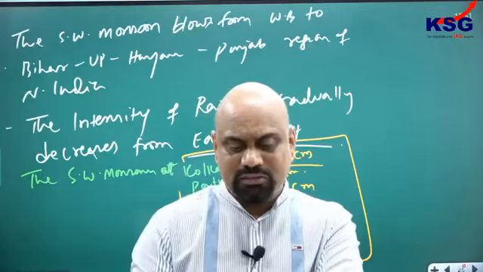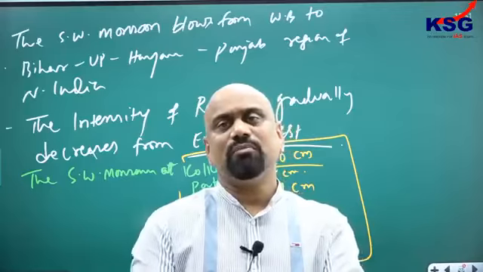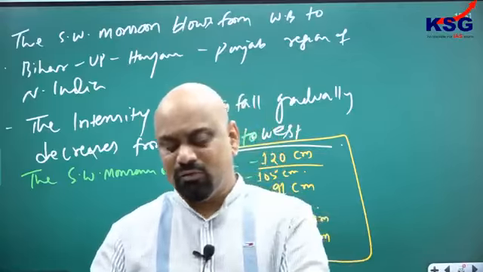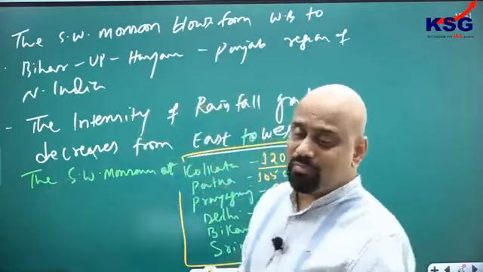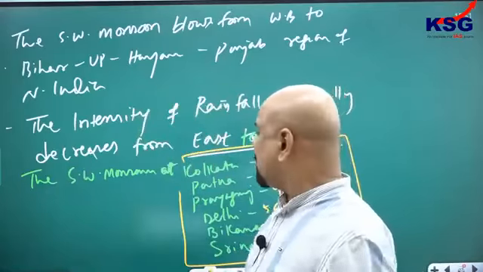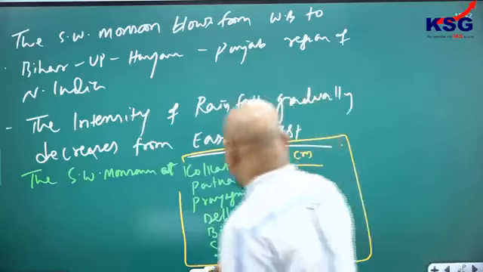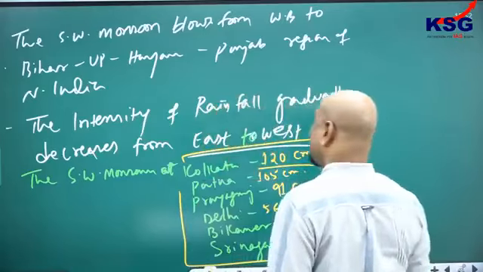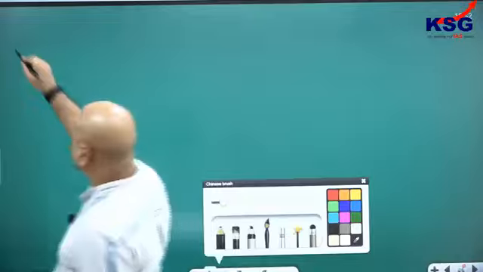Very important this is. Now second point, very important one: this is the first branch, the Bay of Bengal branch. I said the Bay of Bengal branch gives rainfall here in this part. Now what about the Arabian Sea branch? Second branch, the Arabian Sea branch.